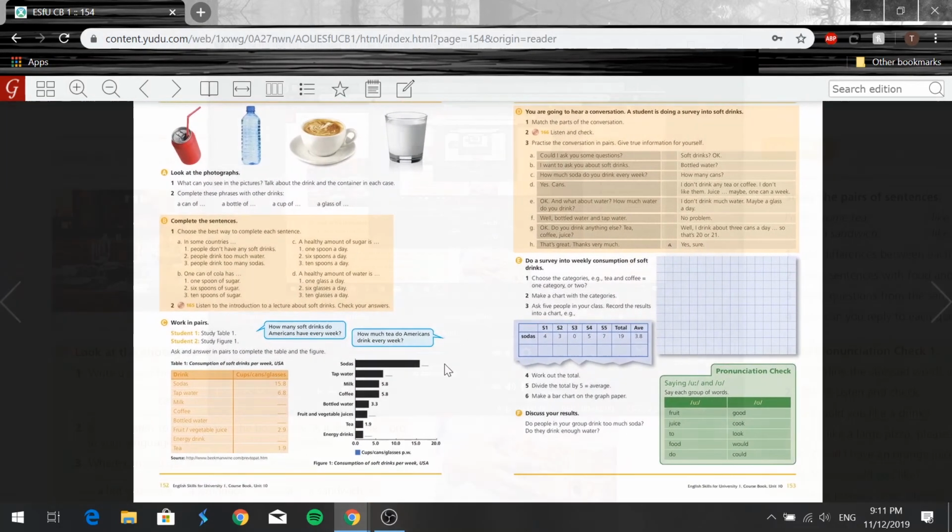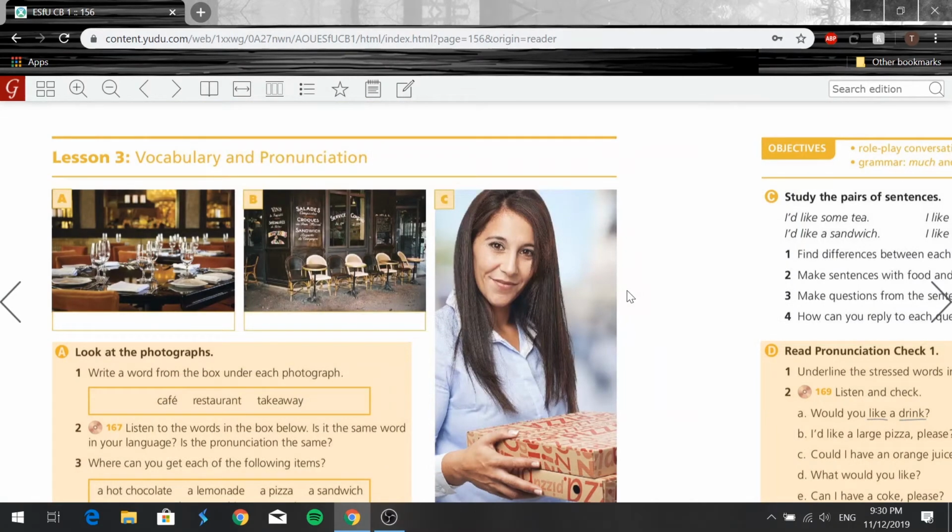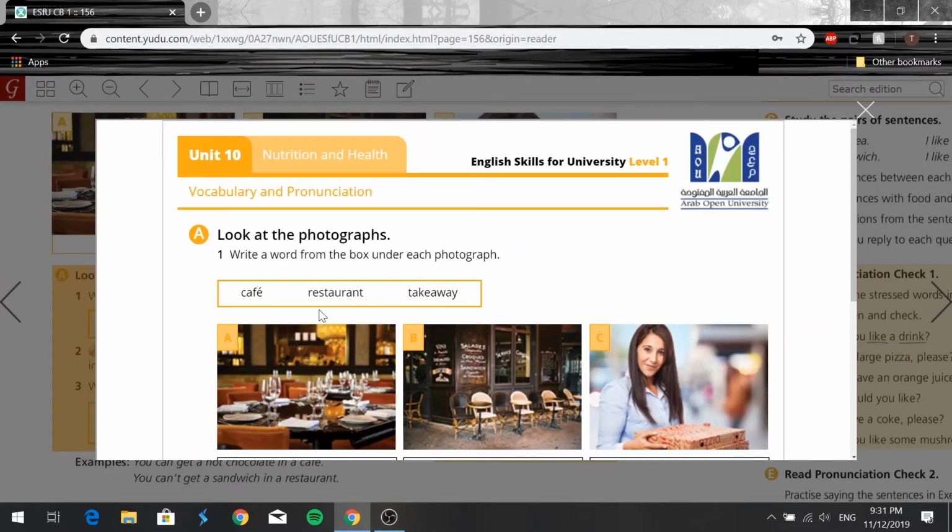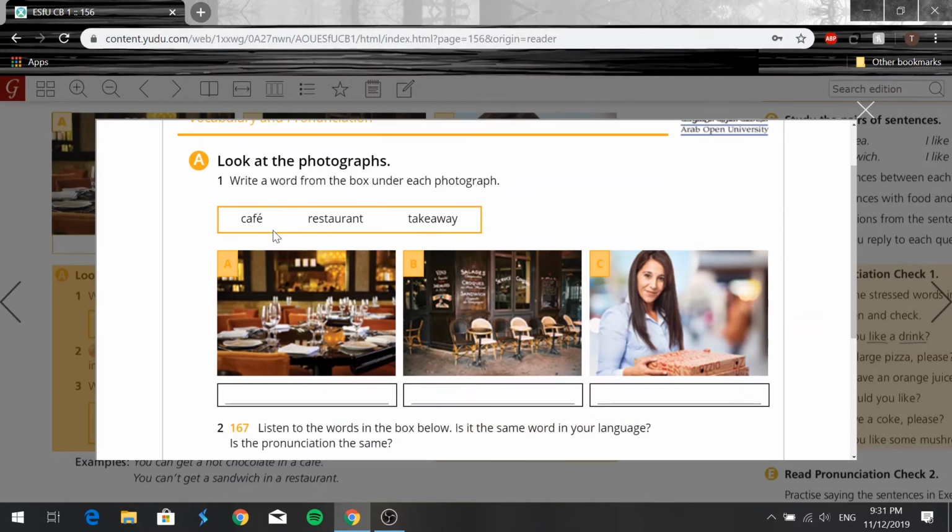Now let's move on. Right, you guys, so now let's move on to vocabulary and pronunciation. So here, exercise A, take a look at the photographs, right, and choose a word from the box under each photograph. So we have cafe, restaurant, and takeaway, right? This looks like a fancy restaurant, so we'll actually write it down. Restaurant, right? And this looks like a cafe. And finally, takeaway. You take away the food.